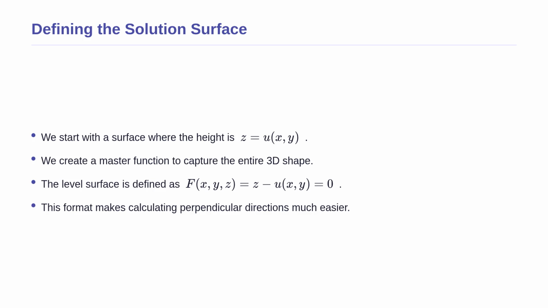We start with a surface where the height is given by a function of x and y. To make calculating directions easier, we create a master function that captures the entire shape in three-dimensional space. We do this by taking the height coordinate, z, and subtracting the actual surface formula. By setting this entire expression equal to 0, we create a level surface containing all valid points of our solution. This specific format is crucial for finding perpendicular directions.